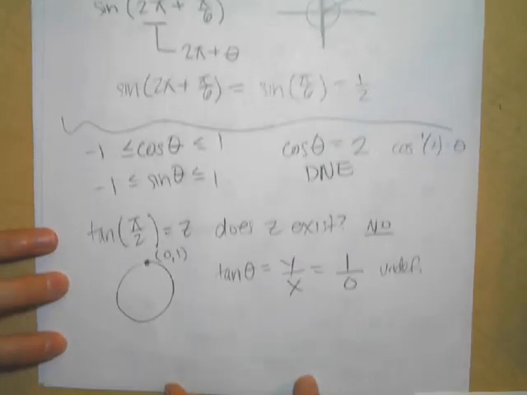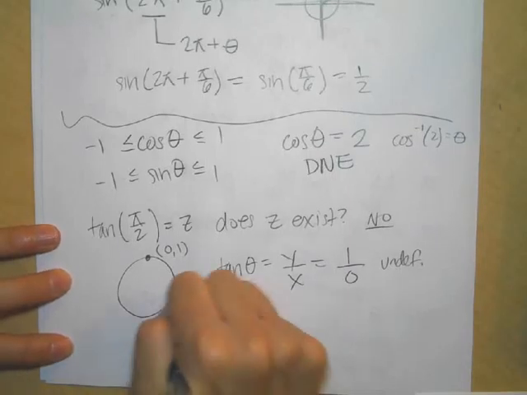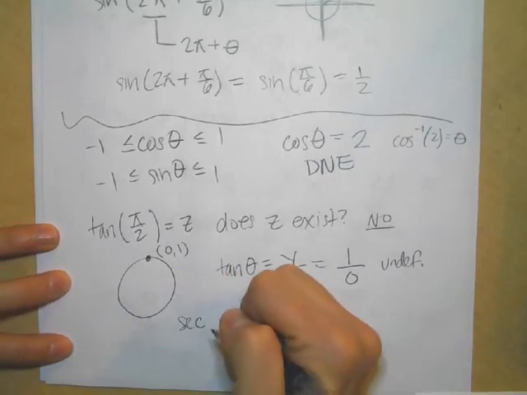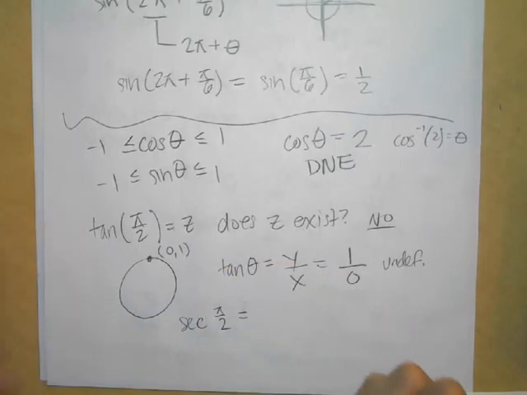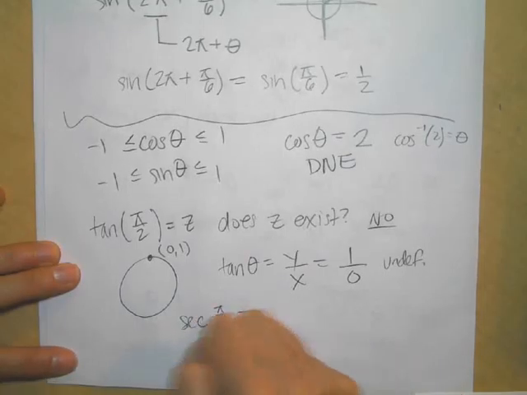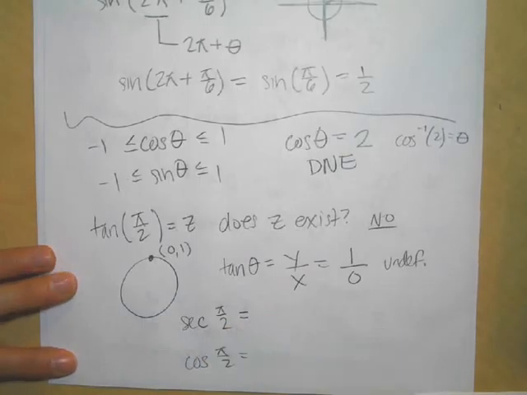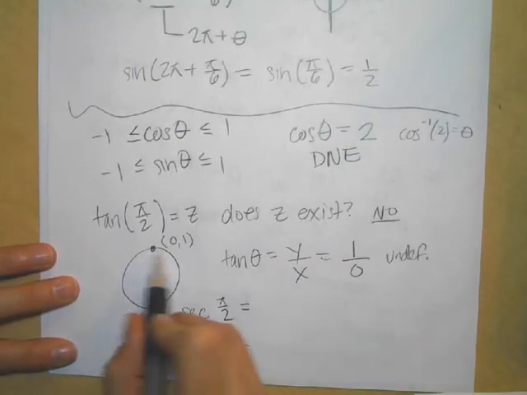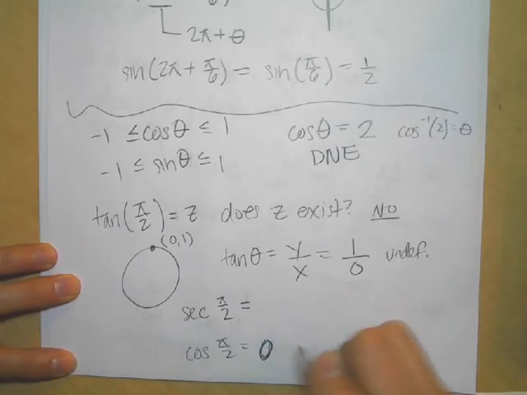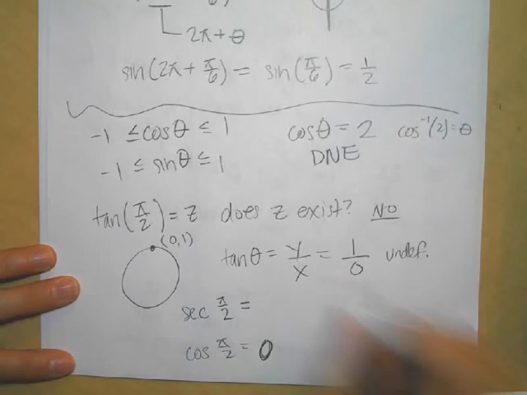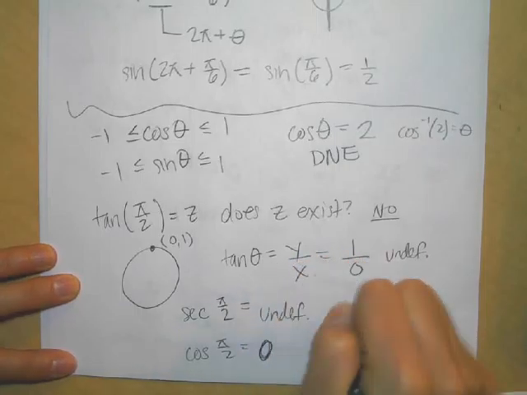Same goes, let's say I said secant of pi over 2. Okay? Secant of pi over 2. Well, I have to do cosine of pi over 2. What's cosine of pi over 2? This is the same angle. Cosine's what? X value or the y value? It's 0, the x value. So if I flip 0, what would I get for secant? Undefined. So this one also does not exist.